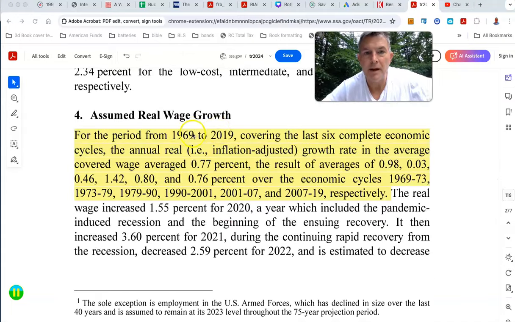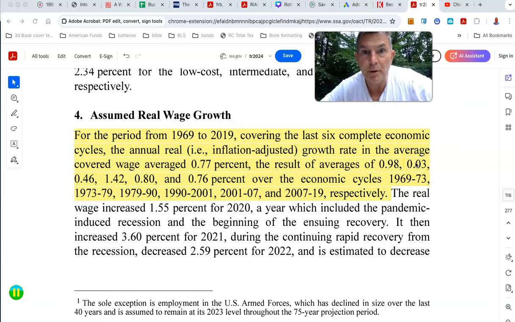For the period 1969 to 2019, covering the last 6 complete economic cycles, the annual real inflation adjustment growth rate on the average covered wage averaged 0.77%. All right, 0.77% is what it was. And you can see right here, it was 0.76 from 2007 to 2019, 0.8, 1.4, 0.46, 0.03. You can see it's been all over the place. They assumed real wage growth. So you can see right here, 1973 to 79, it was only 0.03 because inflation was through the roof.